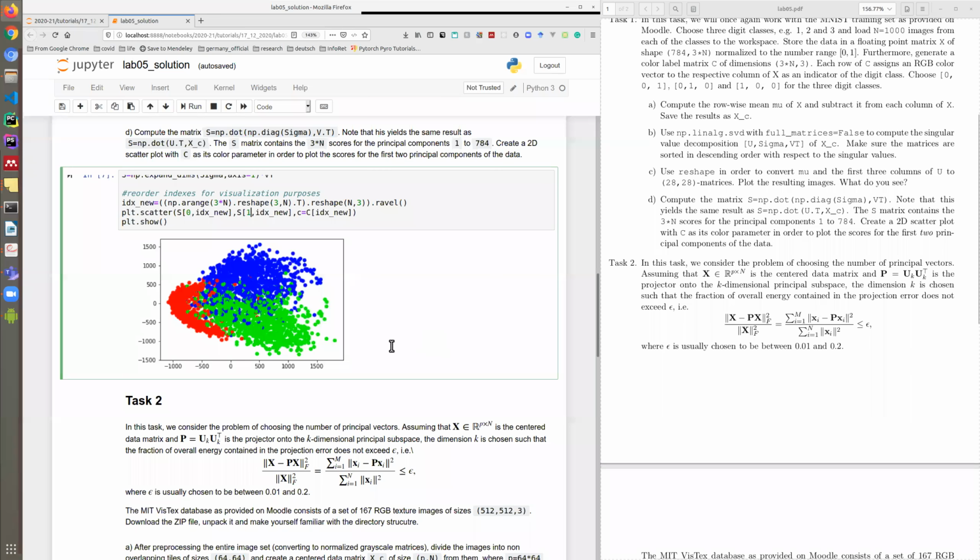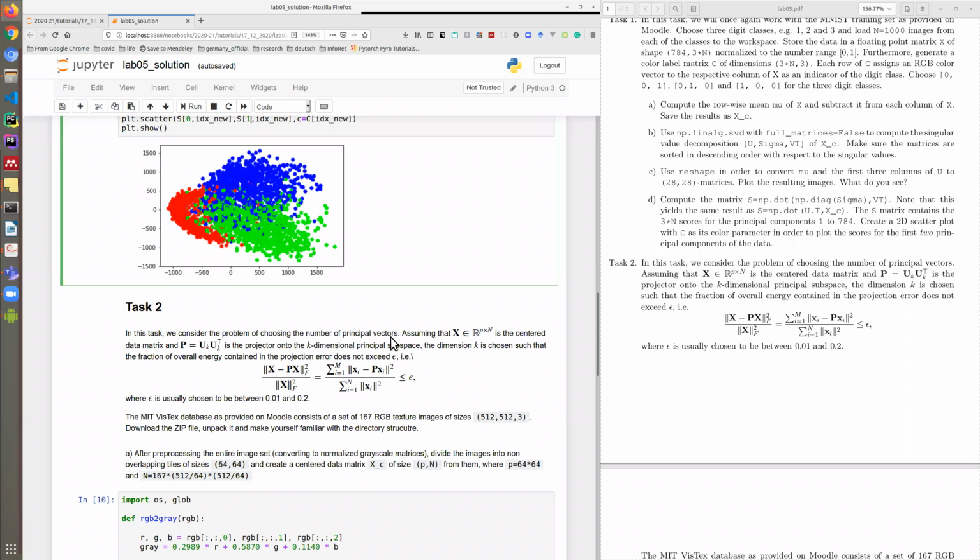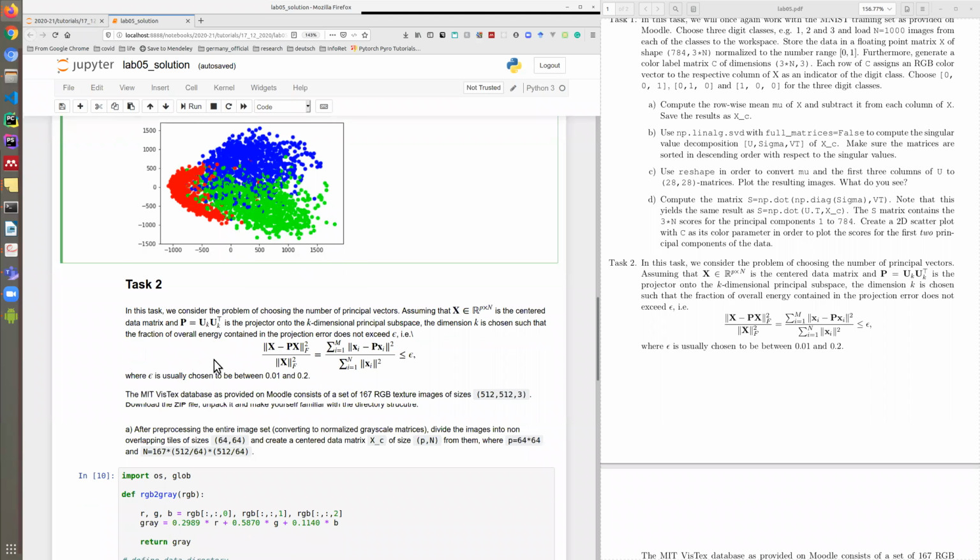So task 2: in this task we consider the problem of choosing the number of principal components. The next thing that comes to mind is, okay, now we are reducing the dimensions of the data, but how much should we reduce? How many basis vectors should we choose so that we get enough information from X in this transformed space? This is the question we will look at in this task.